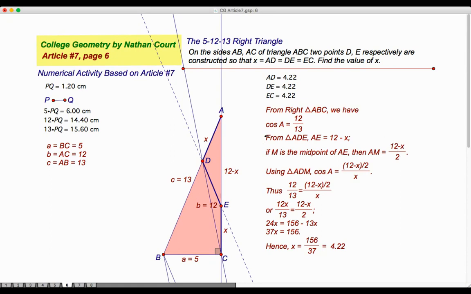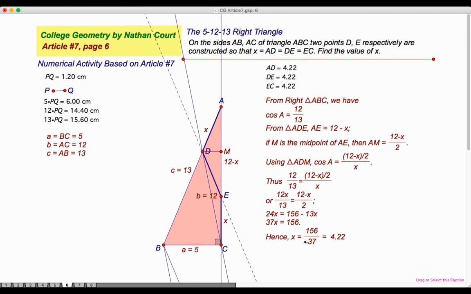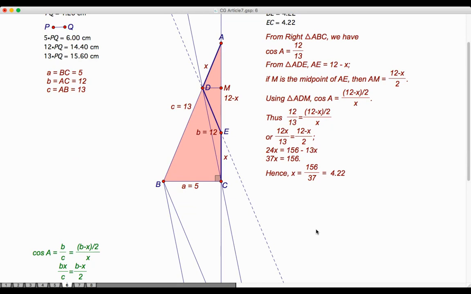Let me show you where M is. There is M. And construct D and M. There you go, people. So AM is equal to 12 minus x divided by 2. And therefore, cosine of angle A, using this triangle ADM, is 12 minus x divided by 2, divided by the hypotenuse x. And replacing this with 12 over 13, we have the final value of x, which is 156 over 37. Wow, it's very interesting.